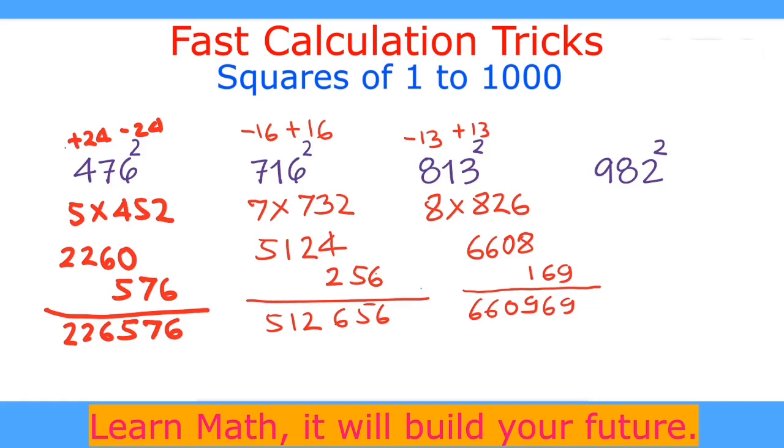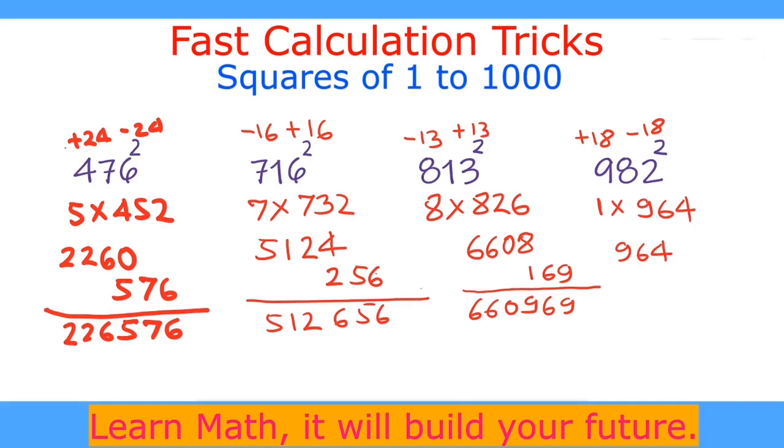982 is close to 1000. So we have to add 18 to make it 1000, and we have to subtract 18 from 982. On adding, we get 1000. In place of 1000, I write 1. And on subtracting 18 from 982, we get 964. So 1 multiplied by 964 is 964. And square of plus or minus 18 is 324.